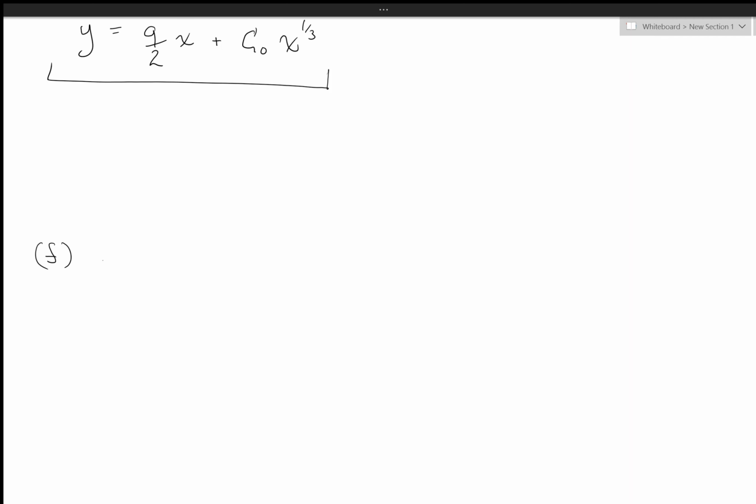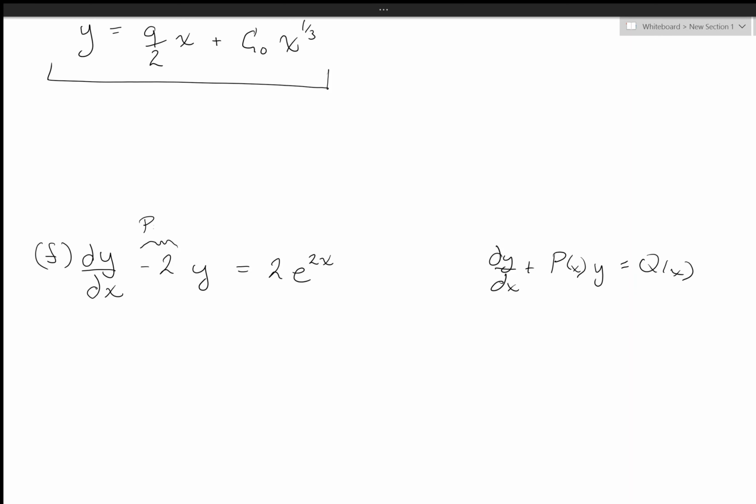Let's go. So dy by dx minus 2y equals 2e to the 2x. So it's already in the form dy by dx plus p of x, y equals q of x. This is the form that we can solve. And so we can identify, here's p of x, here's q. Okay, and so what we need is we need r.